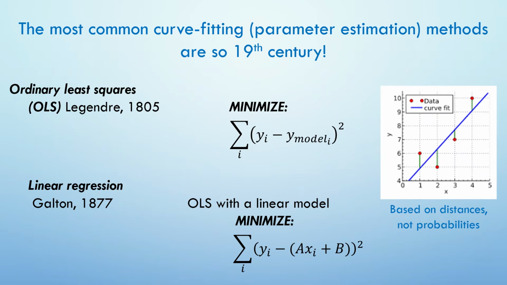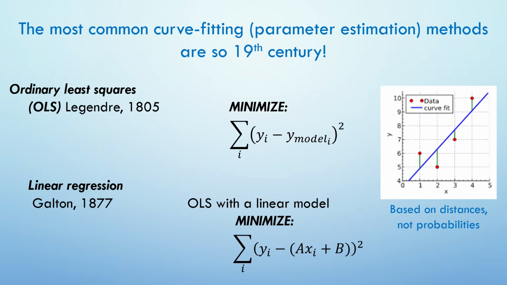In ordinary least squares, we sum squares of deviations between data and model and find parameter values that minimize the sum of the squares, that is, the least squares. This method dates back to Legendre and Gauss in the early 1800s. The special case involving a linear model later was called linear regression.